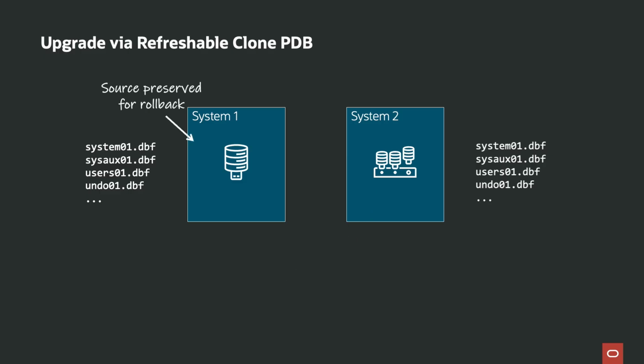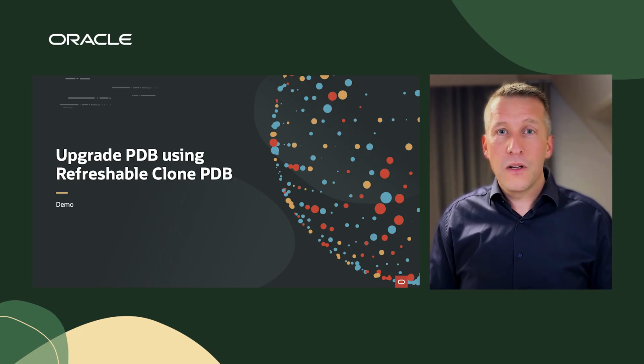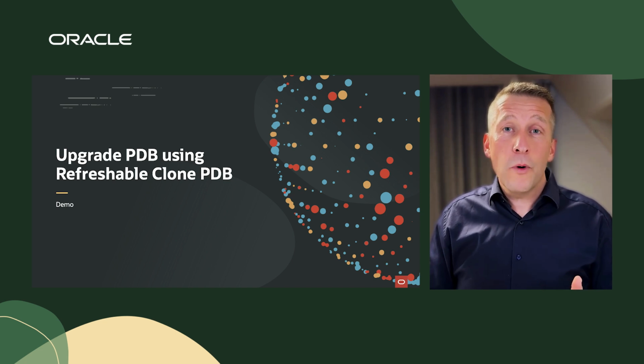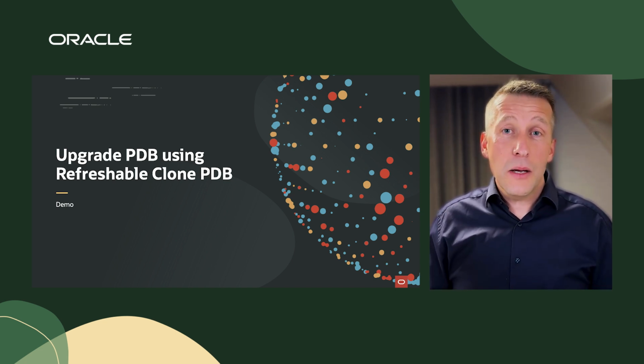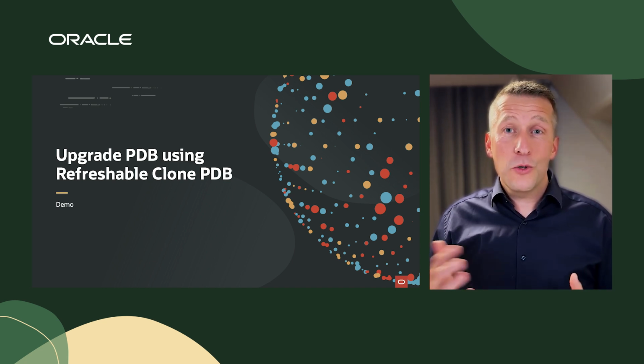And the really cool thing about this is that we don't touch the original PDB. So if something happens in this process, well, you have a really good rollback option because you can just restart the original PDB. I would like to show you a demo where I upgrade a 19C PDB called Sales to 23AI.